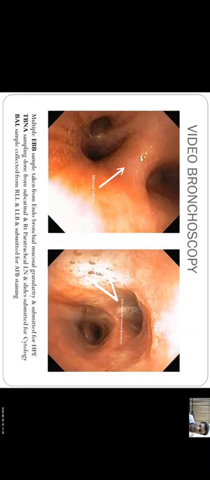So TBLB, TBNA from subcarinal lymph node and right paratracheal lymph node, as well as EBB sampling was done and everything was submitted for investigation. Also, BAL sample was collected from the right lower lobe and it was submitted for MTB-CBNAAT and AFB staining.